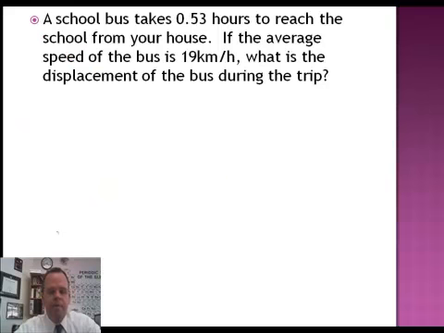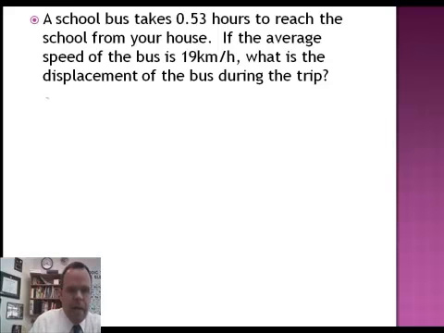Okay, let's look at this next problem. A school bus takes 0.53 hours to reach the school from your house. If the average speed of the bus is 19 kilometers per hour, what is the displacement during the trip? Take a moment, press pause here in the video, and try to solve this yourself. Then press play again and see the way I answer it.